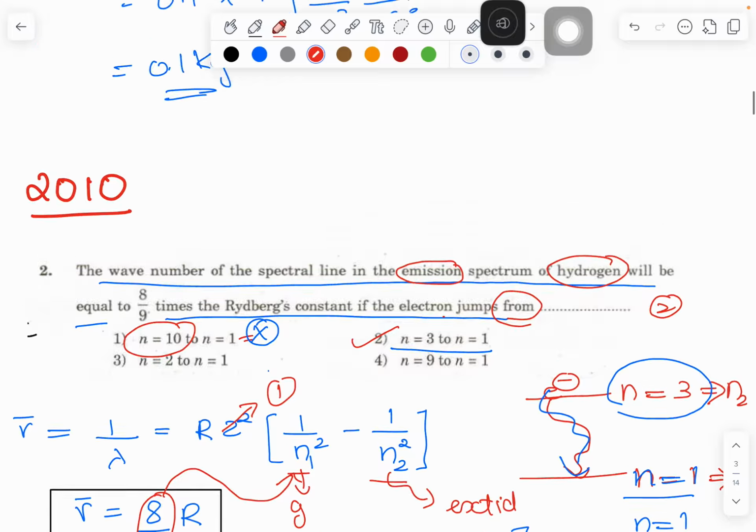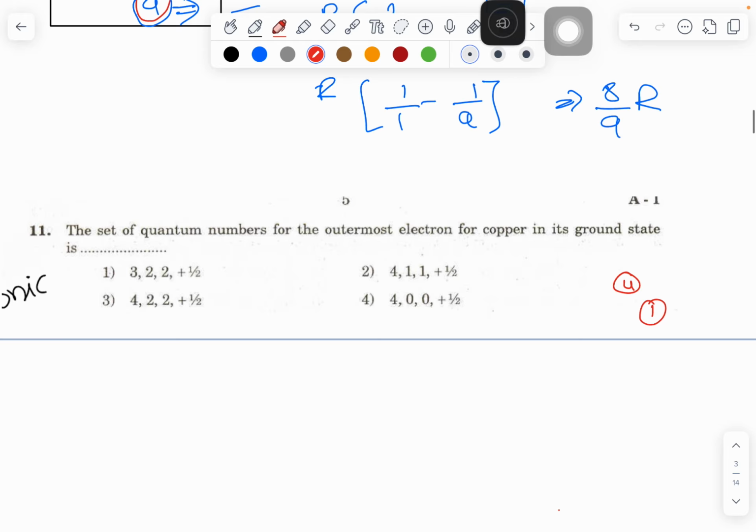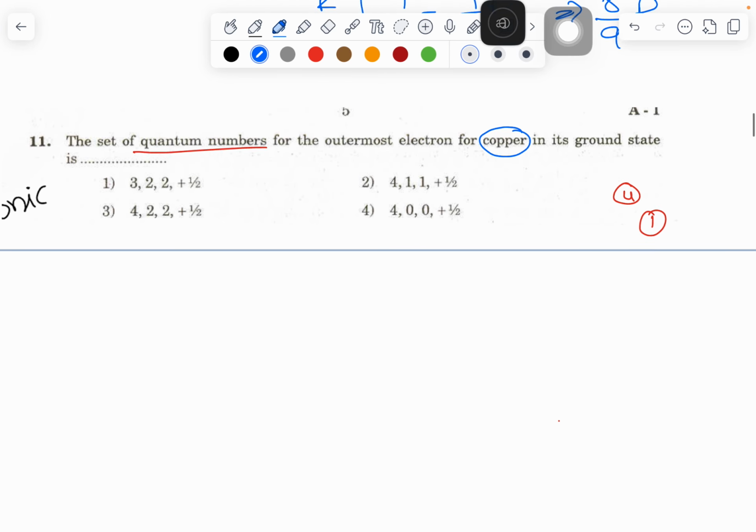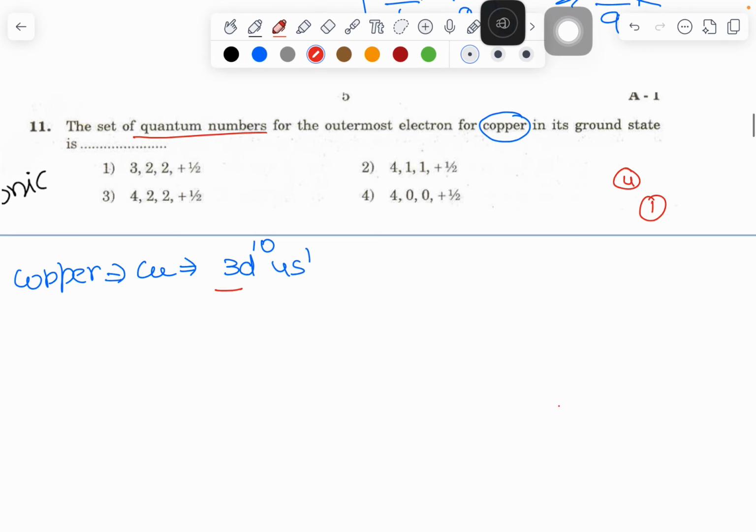Next question of the 2010 paper, that is about the quantum number of the outermost electron of copper. Okay, this is a very good question because copper has electronic configuration Cu denoted as 3d10 4s1. Many students make a mistake writing it as 3d9 4s2, which is completely wrong. It is 3d10 4s1.